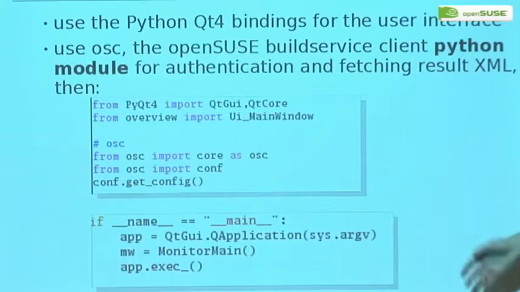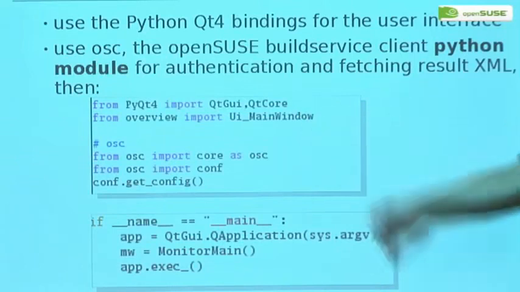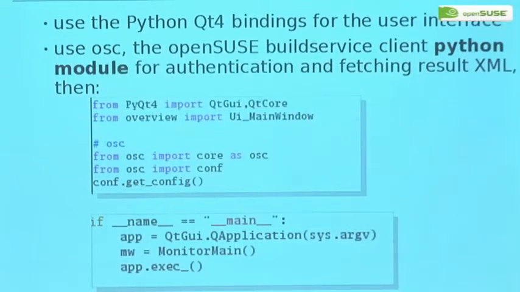So running Designer, the output of that is a Python module called overview, which has a class in it called UI main window. And you'll see that used in a minute.